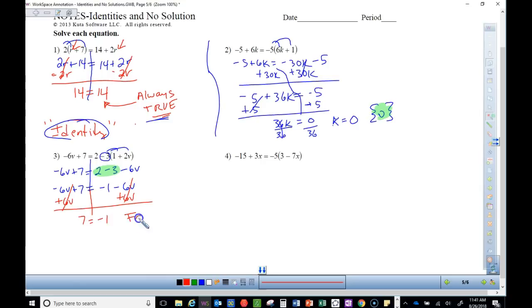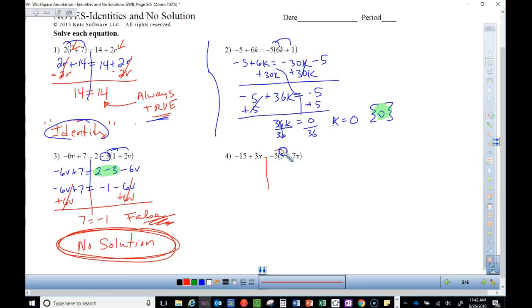That's never true. That's false. 7 will never equal negative 1. So when I put a number in for that variable and they cancel out, I'm never ever going to get a true solution. So this one has no solution. So when the variables all cancel out on both sides and it's false, that's when you have no solution.